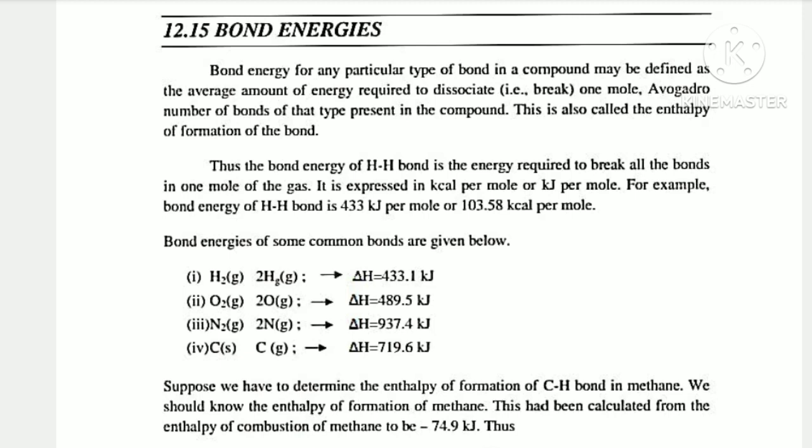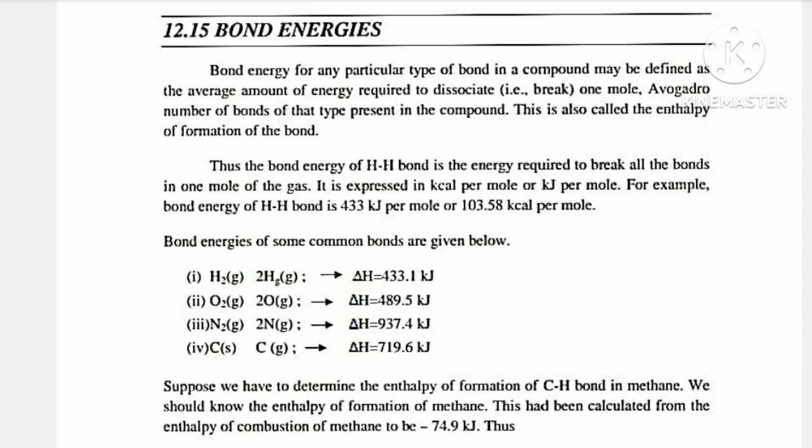Bond energies. Bond energy for any particular type of bond in a compound may be defined as the average amount of energy required to dissociate 1 mole, Avogadro number, of bonds of that type present in the compound. This is also called the enthalpy of formation of the bond. Thus, the bond energy of the H-S bond is the energy required to break all the bonds in 1 mole of the gas. It is expressed in kilocalorie per mole or kilojoule per mole. For example, bond energy of the H-S bond is 433 kilojoule per mole or 103.58 kilocalorie per mole.